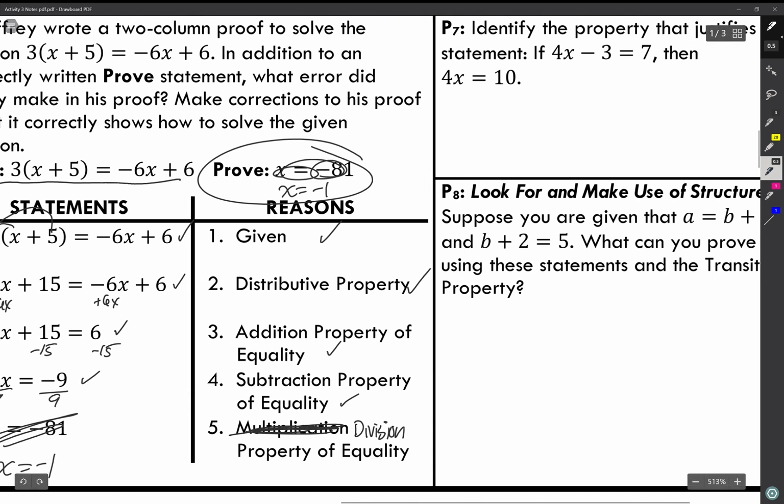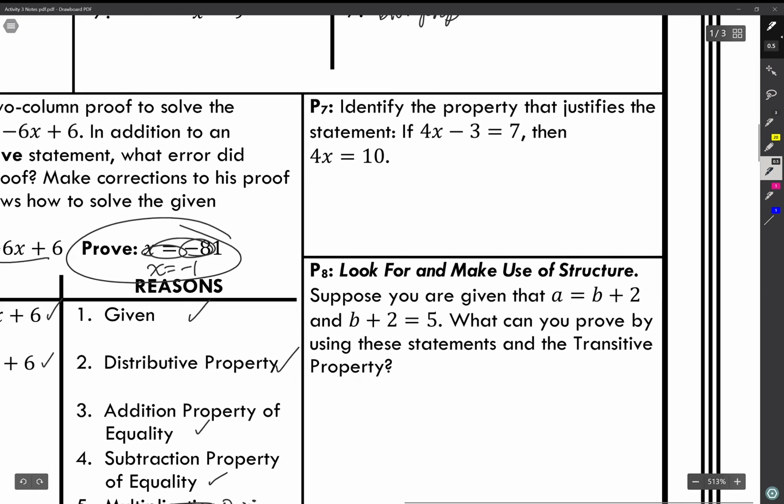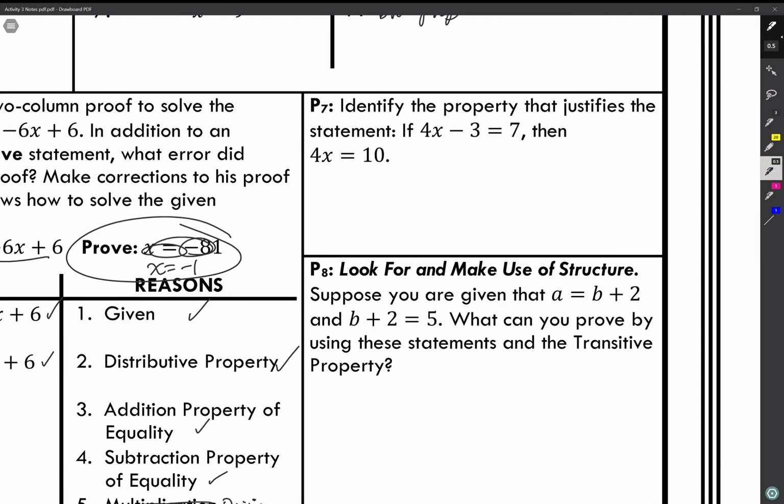Okay, so P7. Identify the property that justifies the statement. If 4x minus 3 is equal to 7, then 4x is equal to 10. So think about it this way. Let's just write this as an equation, as if we were solving the equation. 4x minus 3 is equal to 7. Then you have 4x is equal to 10.